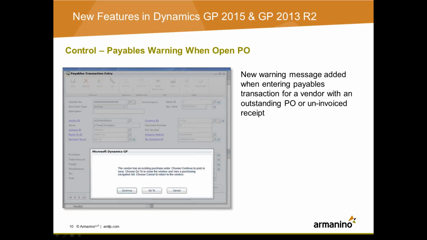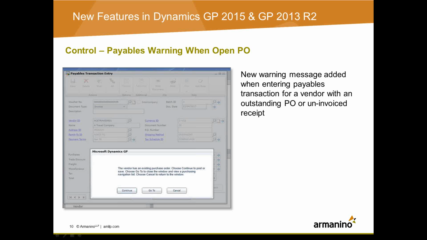This is a little thing. It seems like it's not going to be a big deal, but I know that a lot of people have problems with this. This has to do with entering vendor invoices into Dynamics GP, because you can enter them two ways, basically. You can enter them through the payables transaction entry screen, or you can enter it through the purchasing system, assign it to a receipt.